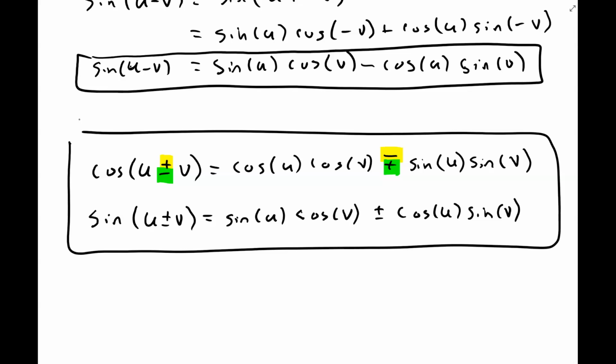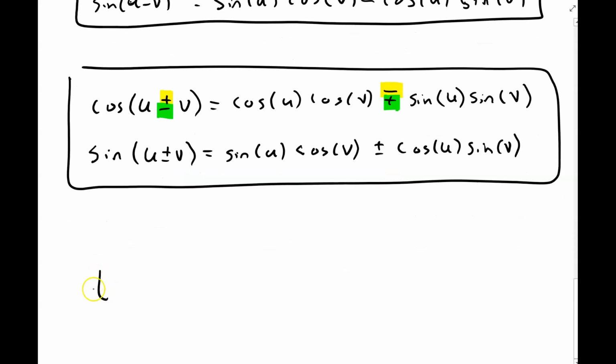Okay. Now, what if I wanted to do tangent? And we're going to do both tangent formulas at one time because it's not hard to do that. Remember back to last chapter, what is the quotient identity for tangent? Sine over cosine, right?